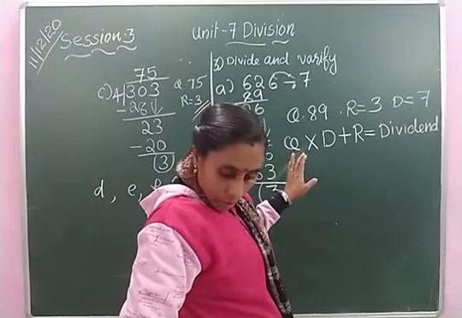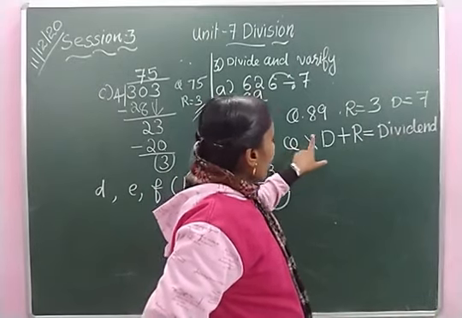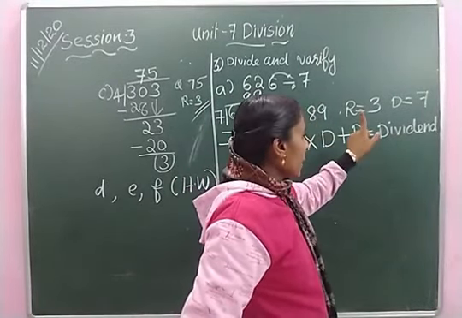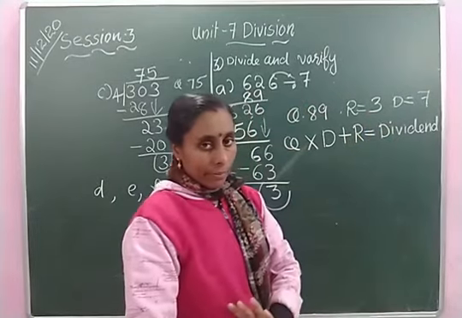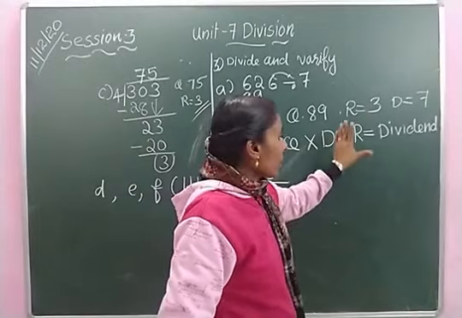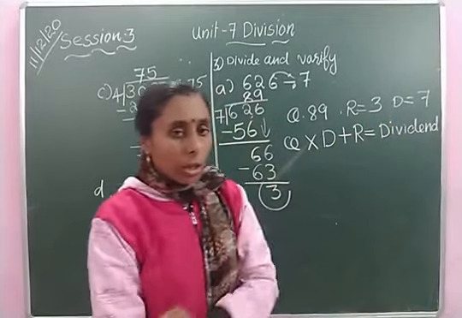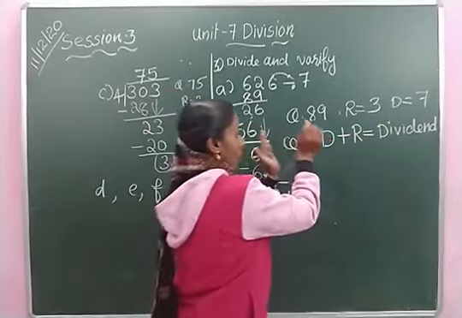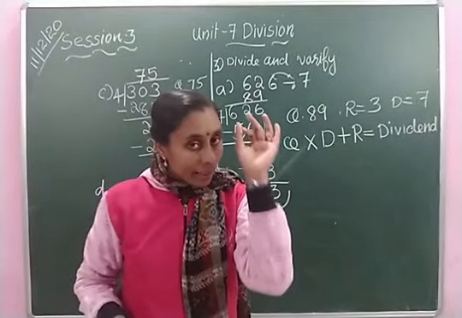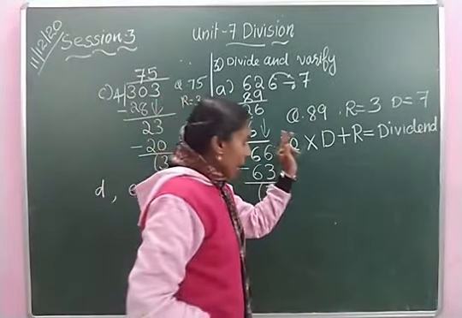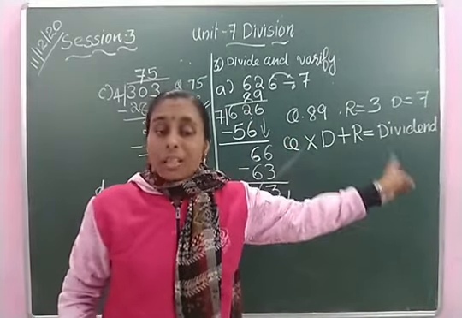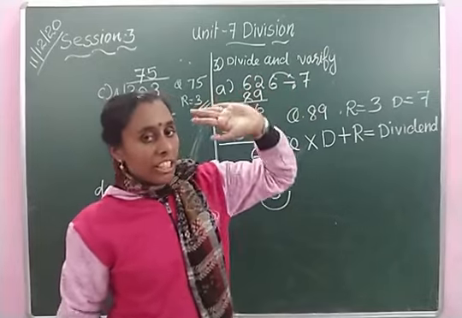Quotient multiplied by divisor plus remainder is equal to dividend. Once again, quotient multiplied by divisor plus remainder is equal to dividend. When we multiply the quotient with the divisor and add the remainder, what will we get? We get the dividend.